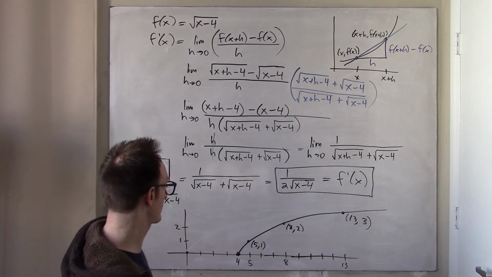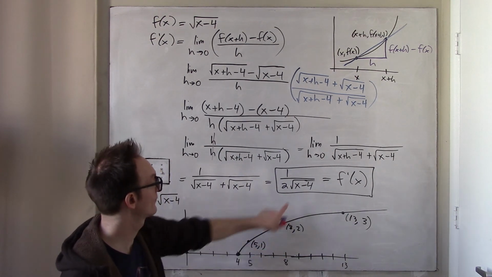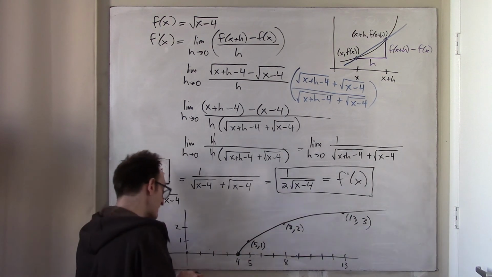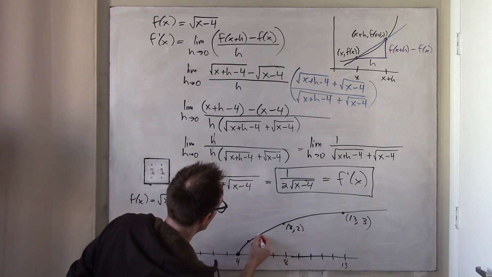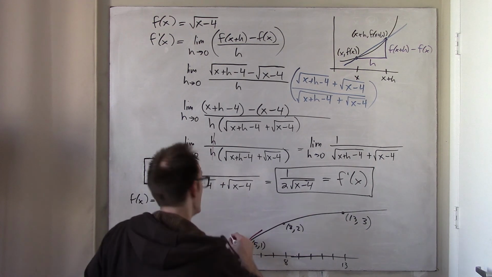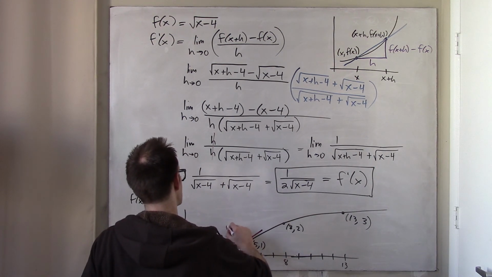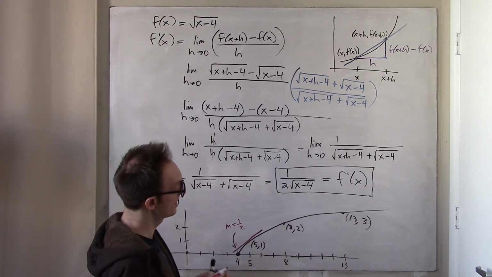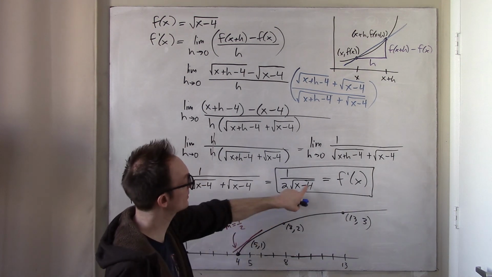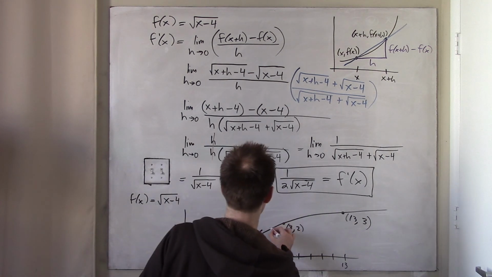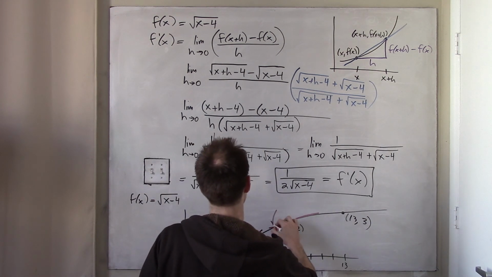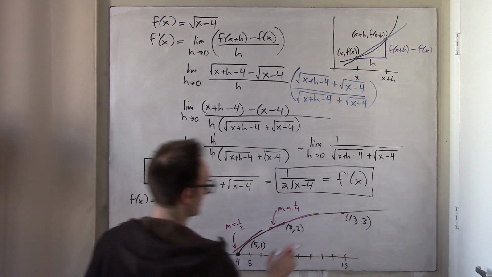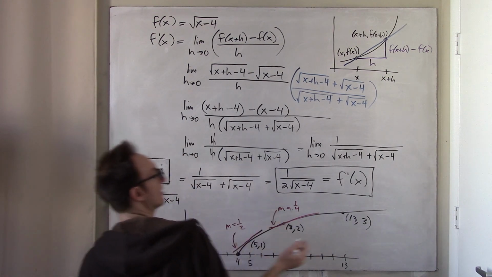Okay, this should now make a little bit more sense. If I plug in 5 for x, what do I get? I get 1/2. Okay, so here is the line with slope 1/2. That looks about right. And what if I plug in 8 here? Then I get 8 minus 4 is 4, the square root of 4 is 2, so I get slope 1/4. Again, that looks about right. It does seem that the slope is getting smaller, but staying positive. That's not such a great tangent line, but okay, whatever.